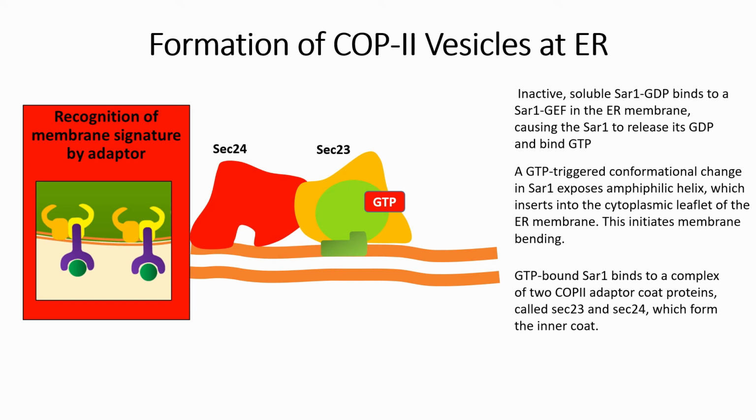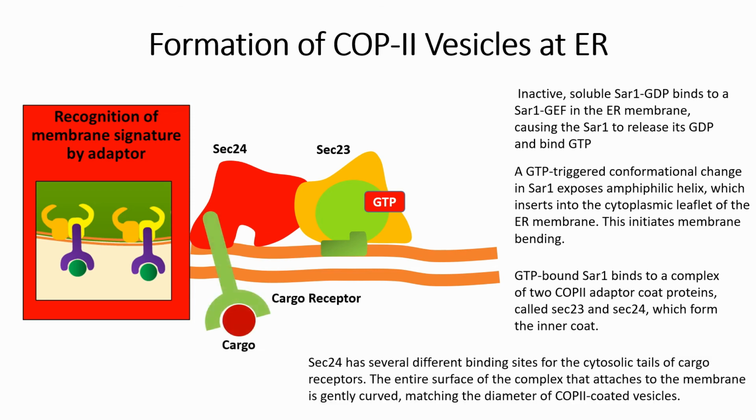GTP-bound SAR1 binds to a complex of two COP2 adapter coat proteins called SEC23 and SEC24, which form the inner coat. SEC24 has several different binding sites for cytosolic tails of cargo receptors. The entire surface of the complex that attaches to the membrane is gently curved, matching the diameter of COP2 coated vesicles.